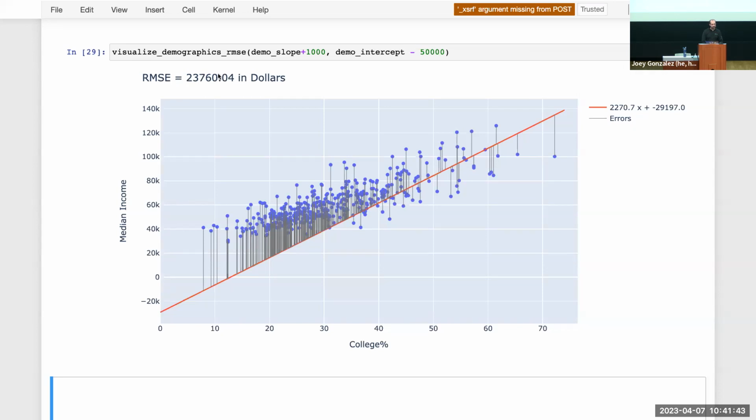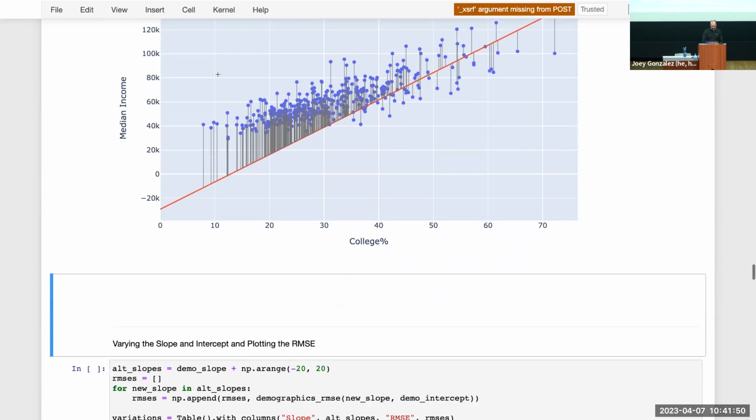Kind of see where I'm going here? I've got a function that I want to make as small as possible. I want the least error that I can get on my data. How do I do that?